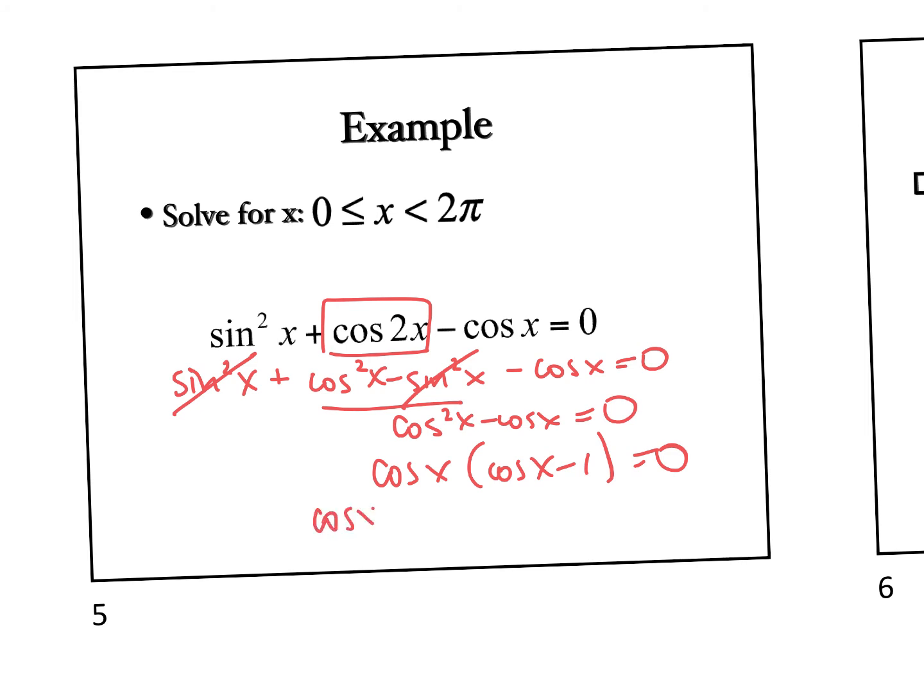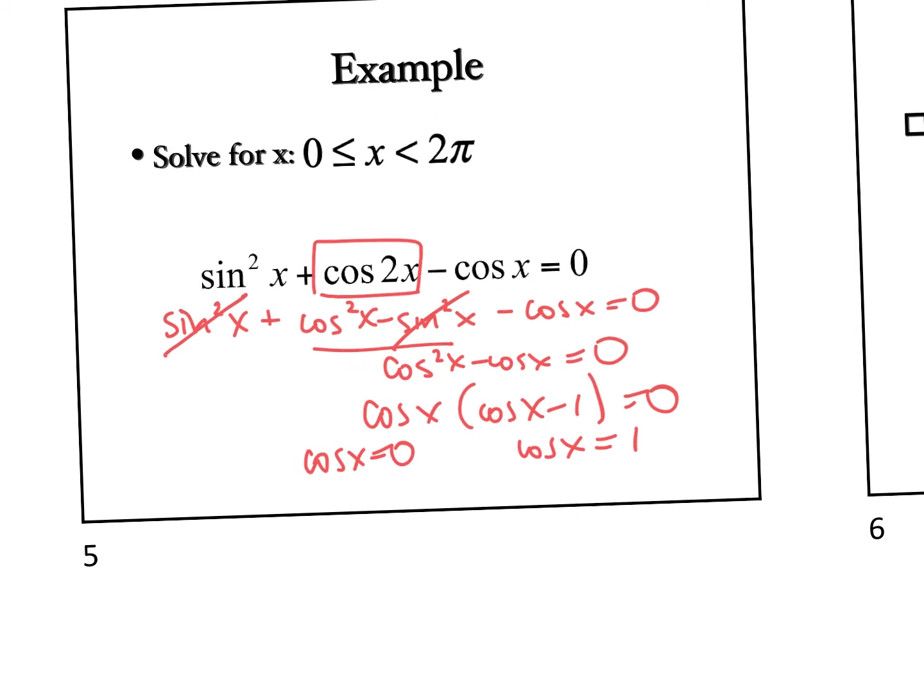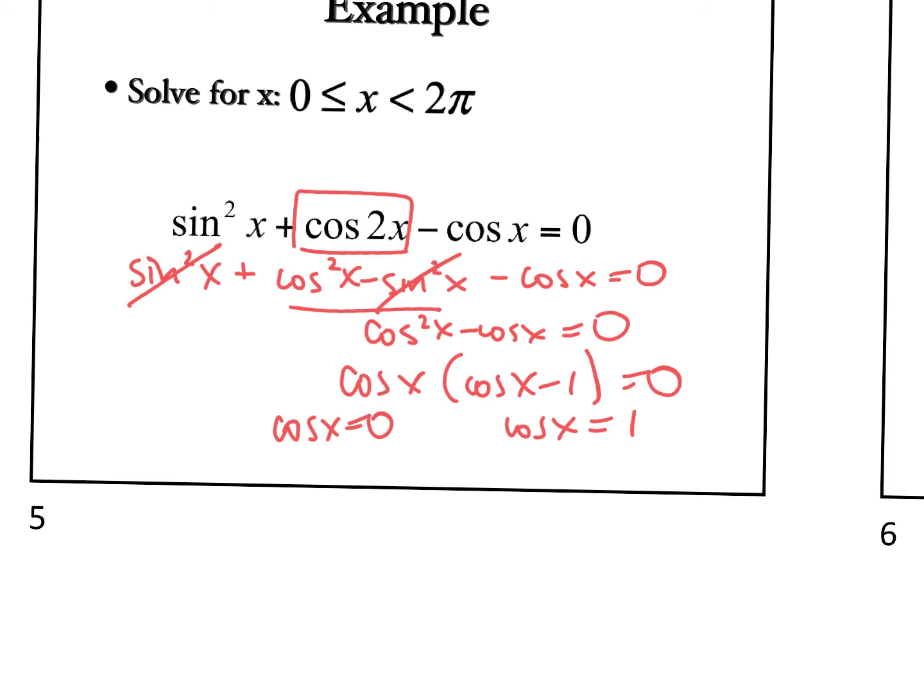So I'm going to have the cosine of x equals 0, and I'm also going to have the cosine of x equals 1. Okay, now this is when I have to go on my unit circle and figure out where does this happen. Okay, so the cosine of x equals 0 at the top of the circle and at the bottom of the circle. And the cosine of x equals 1 at the far right-hand side, right here.